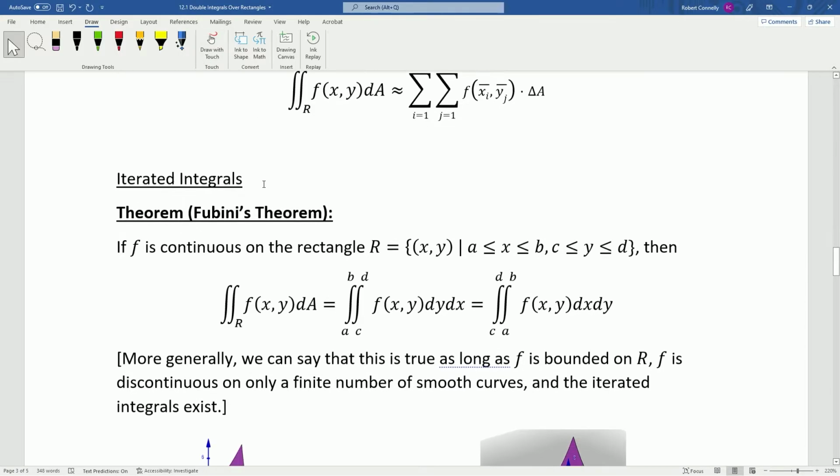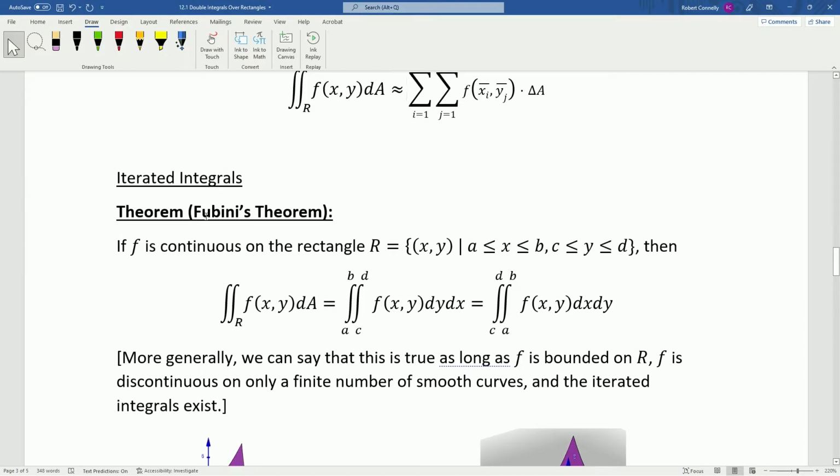So that's where Fubini's theorem comes into play. If f is continuous on the rectangle R, where x is between a and b and y is between c and d, then the double integral over R of f of x, y, dA can be represented as the integral from a to b of the integral from c to d of f of x, y, dy, dx, or the integral from c to d of the integral from a to b of f of x, y, dx, dy.